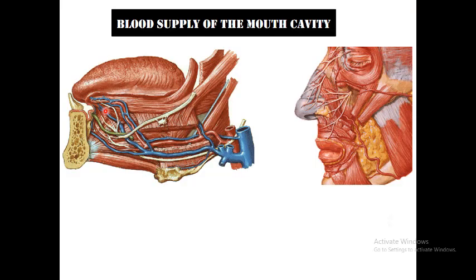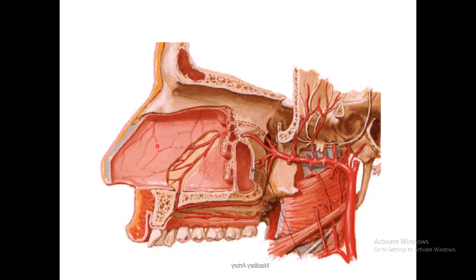The mouth cavity is also supplied by multiple arteries, like this one. This is called the facial artery, which supplies the lips. Like this artery, this is called the lingual artery, which supplies the floor of the mouth cavity. Like the maxillary artery, this is the maxillary artery, which gives multiple branches to the roof and the sides of the mouth cavity.